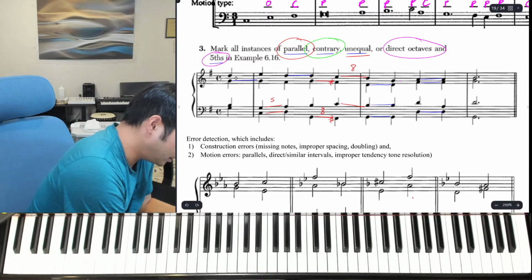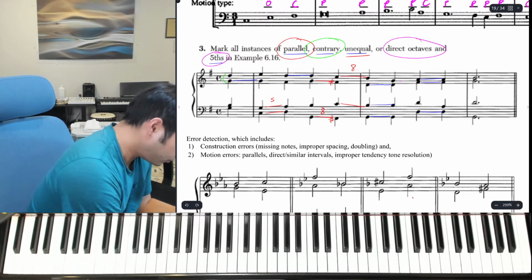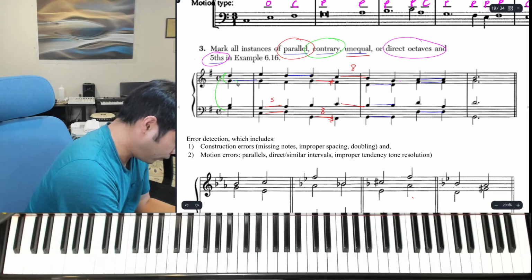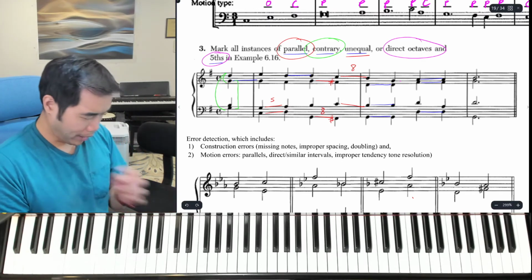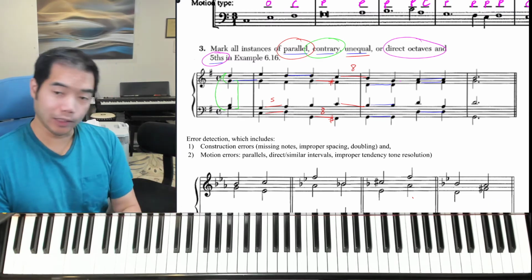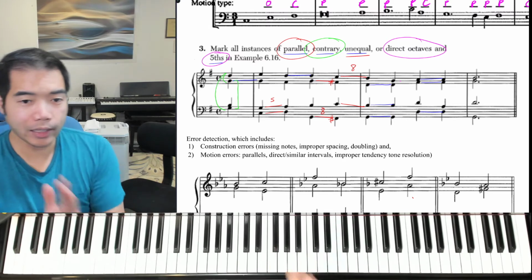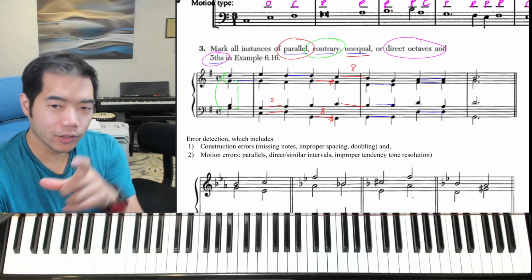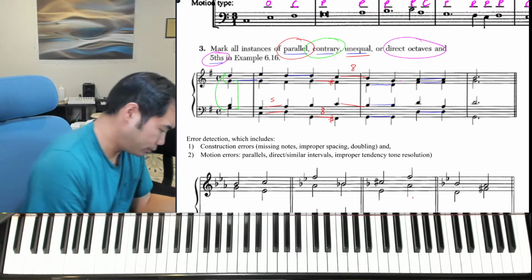All right, I'm going to mark these here. I've got a perfect fifth right there. And I also have a perfect fifth right here between the soprano and the bass. And then I also have a perfect octave between my tenor, my alto, and the bass. Excuse me. So now my question is this: on the next chord, are any of those still perfect fifths or perfect octaves?